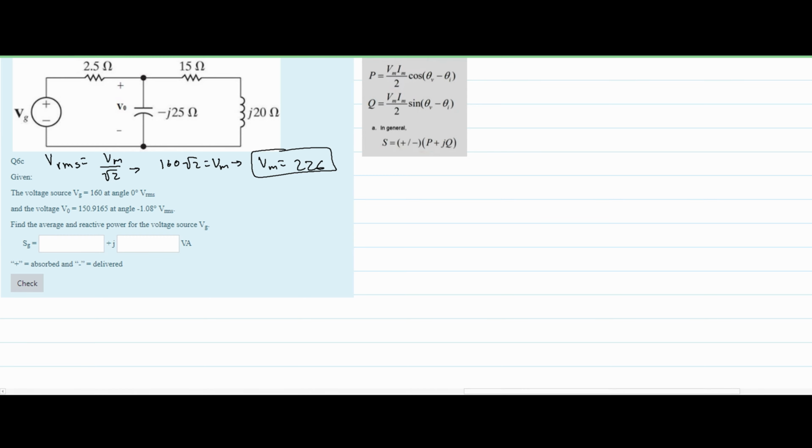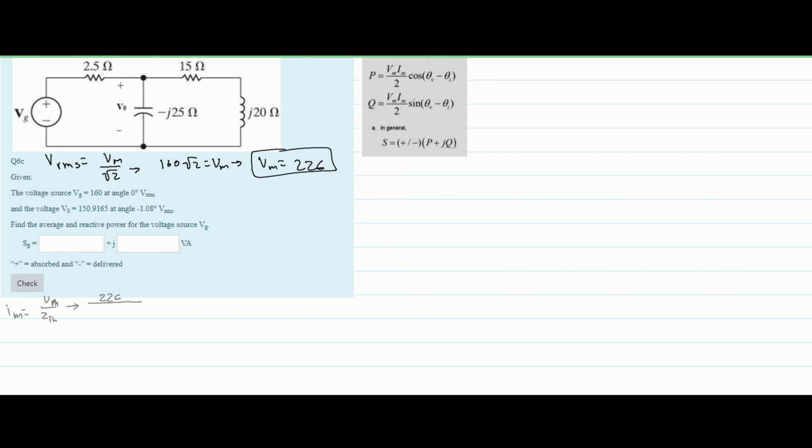Now what we need to do is find our Imax. So we know our Imax from Ohm's law is going to be equal to the voltage max divided by the total impedance, or ZTh. We can just write it like that. Now we know our Vmax. I don't know why I made that an R. That should be an M, but it's going to be 226, and this is all over the ZTh.